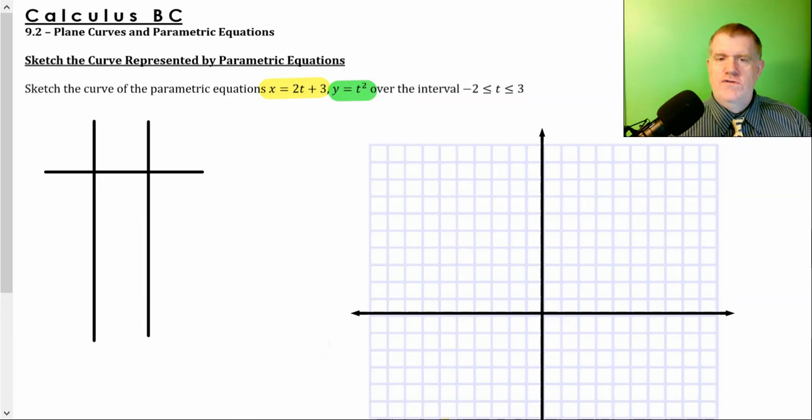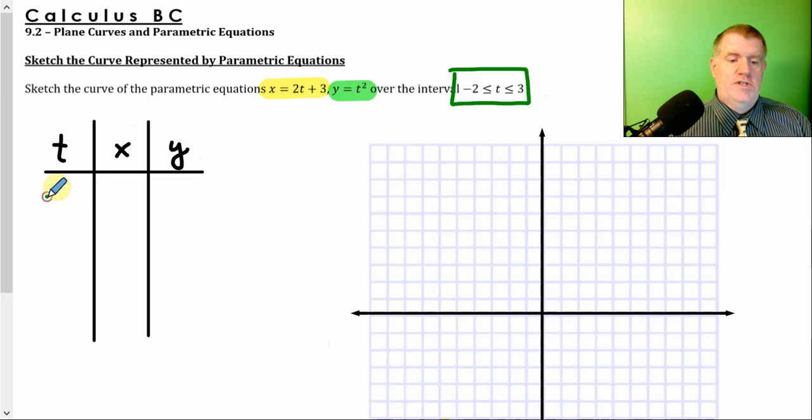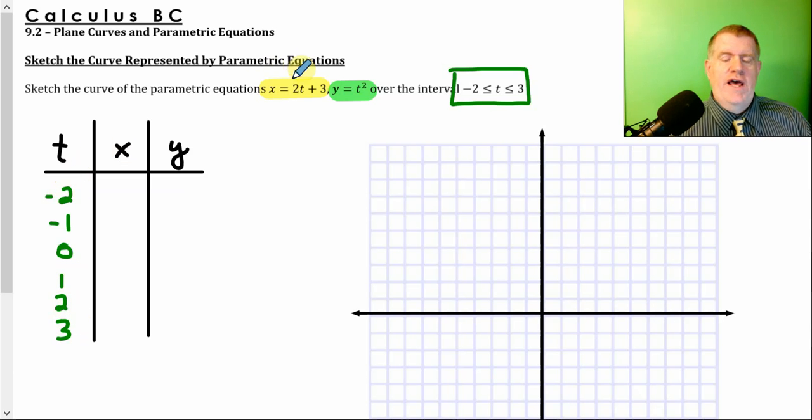Easiest way to do a parametric is to make a table. We're going to make a table of x and y values based on the variable t. Now we're going to have an interval of t from -2 to 3, so let's just start at -2. And we'll pick all these points, and we'll kind of see how this graph is taking shape. So if I put -2 in for t, I get -2 times 2 plus 3. -4 plus 3, so -1. And the y value is t squared, so it's 4.